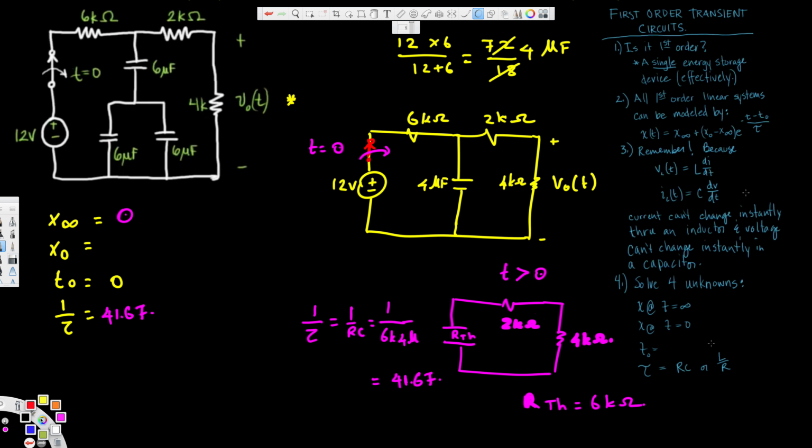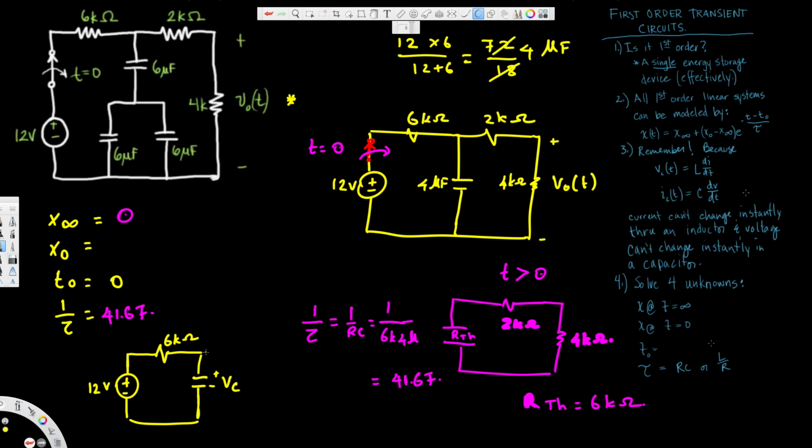Now to find that, I'm going to draw a new diagram like this. So here we have plus minus 12 volts, and when time is equal to 0, this is closed, so we don't consider the switch, we just treat it as a full circuit. This is 6 kilo ohm right here, and then here we have the 4 microfarad capacitor. So we are trying to find the voltage across this capacitance. Let's call that one VC.